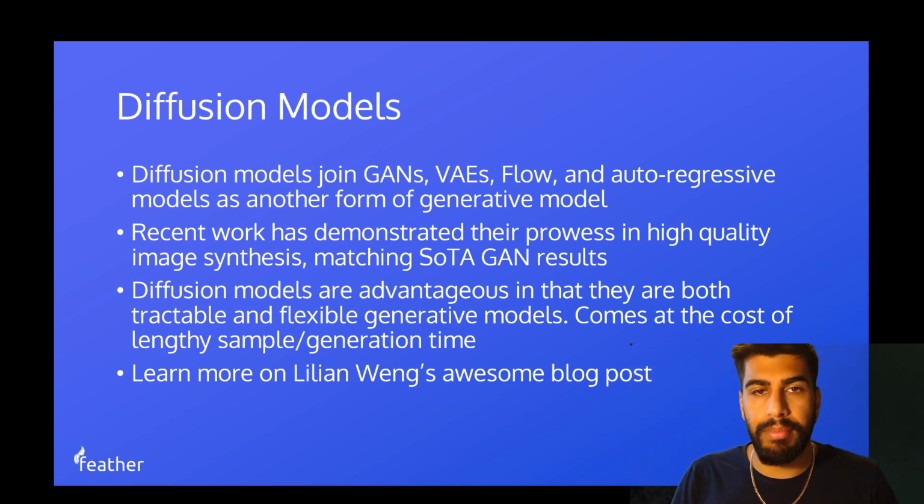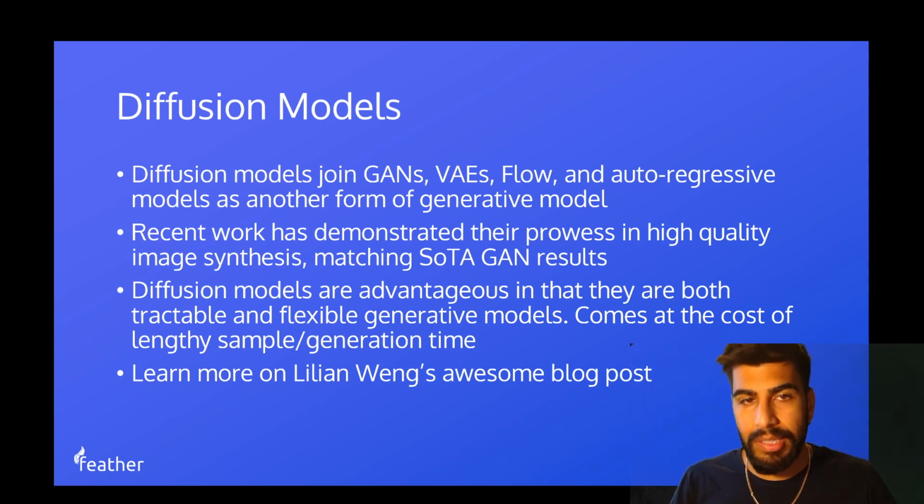Typically with generative models, you have a trade-off between tractability and flexibility. Diffusion models are advantageous in the fact that they come with the advantages of both. However, they do have a lengthy sample and generation time. The math is a little deep, but if you want to learn more and you're interested in generative modeling, check out Lillian Wang's awesome blog post.